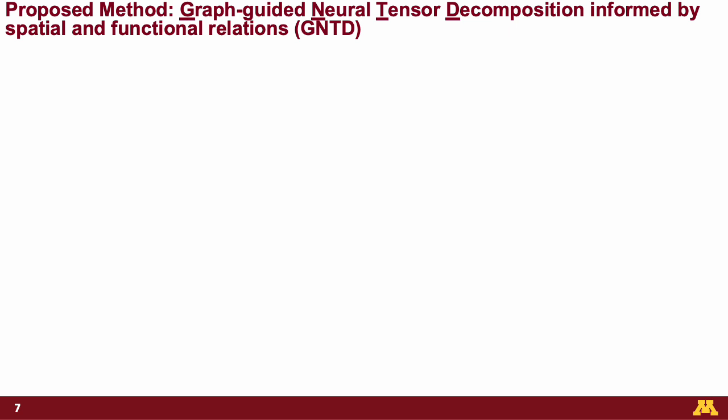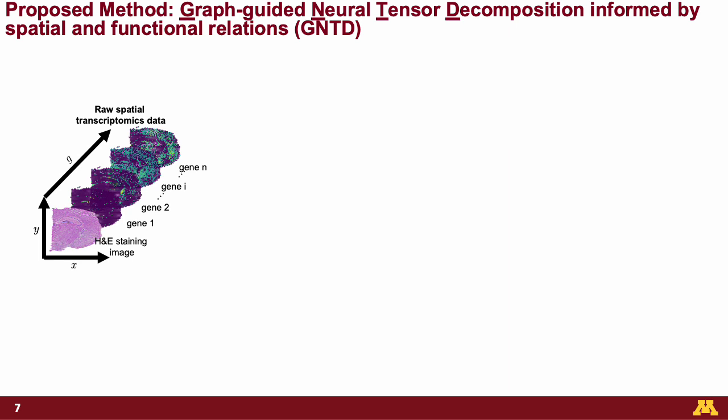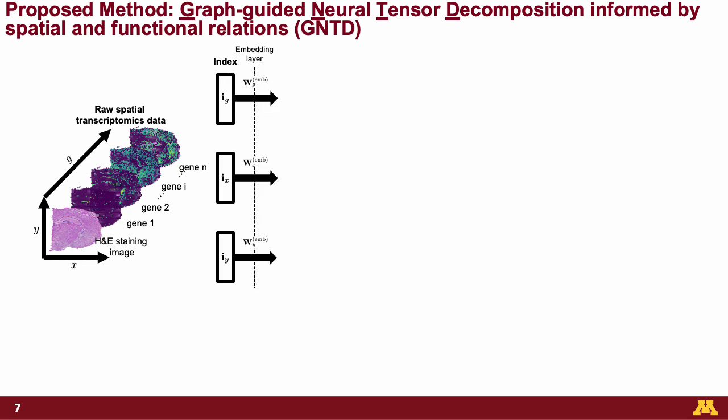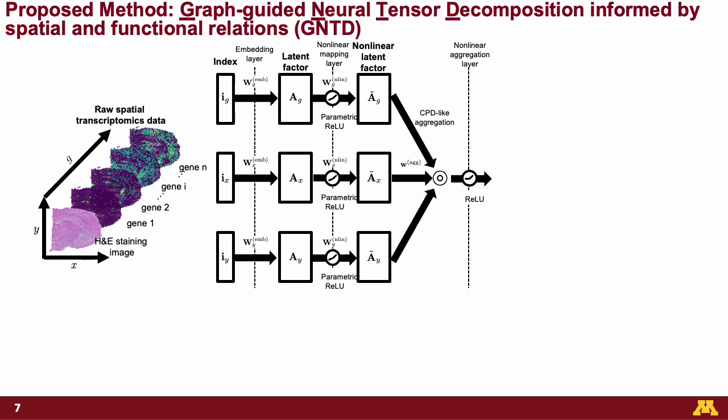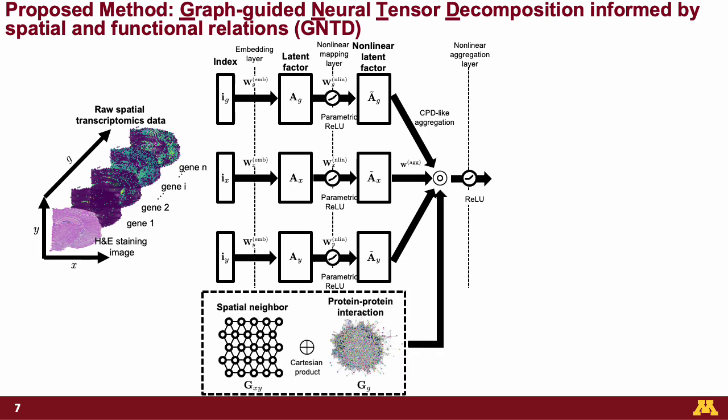To solve this issue, we propose GNTD. With the spatial expression tensor in the spatial and the gene modes, the first layer learns the weights representing the linear factors for each mode. The second layer introduces nonlinear mapping among the linear factors within each mode. In the last layer, the nonlinear factors are aggregated by learnable coefficients and structured as a weighted CP decomposition to reconstruct the tensor. In addition, this decomposition is also regularized by the graph Laplacian of the Cartesian product of the spatial neighboring graph and the protein-protein interaction network to further guide the imputation.